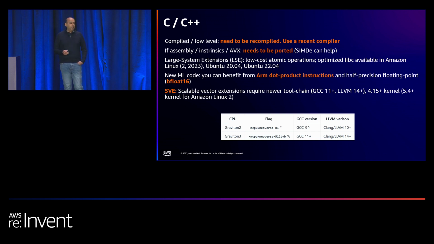Graviton also supports Large System Extensions, or LSE. That helps with low-cost atomic operations and can improve system throughput for things like locks and mutexes. And there's an optimized libc available in many of the Linux distributions.